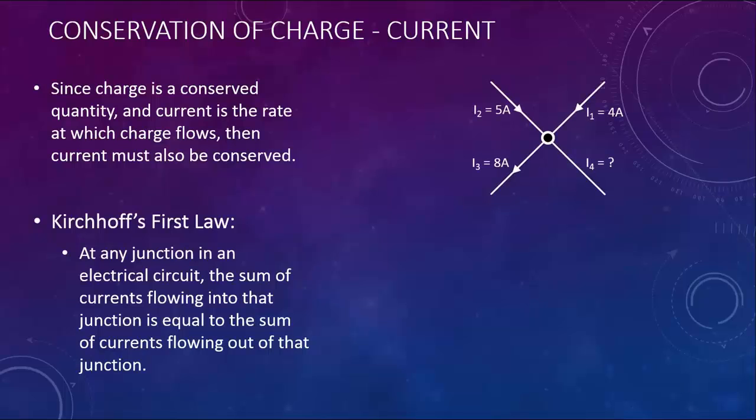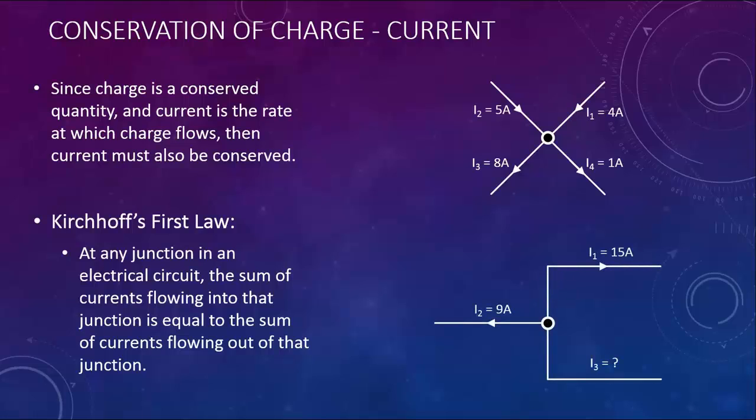Here's an example. The junction is that circle in the middle, and if you look at the two currents I1 and I2, you can see that there are 9 amps flowing into the junction. If you look at I3, you can see that there's 8 amps flowing out of the junction. Well, if there's 9 amps flowing in, there has to be 9 amps flowing out. Since we only see 8 amps flowing out in I3, then I4 must be 1 amp flowing out. Now we have 9 amps flowing in and 9 amps flowing out.